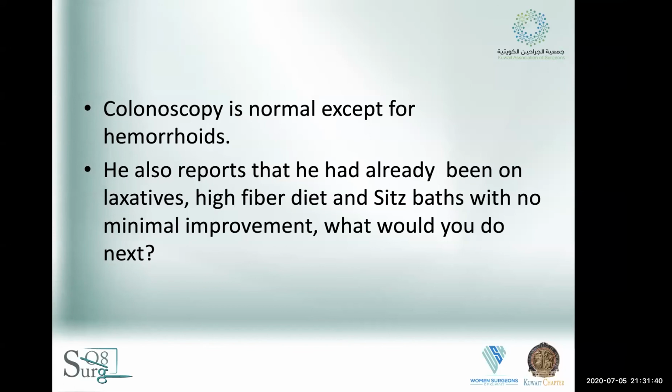I would do a CT of the abdomen and pelvis to rule out any pelvic collection. Would you give IV contrast or no contrast? I would give IV contrast. So the CT shows no collection, but some air in the perineal area, gas bubbles. What would you do next?